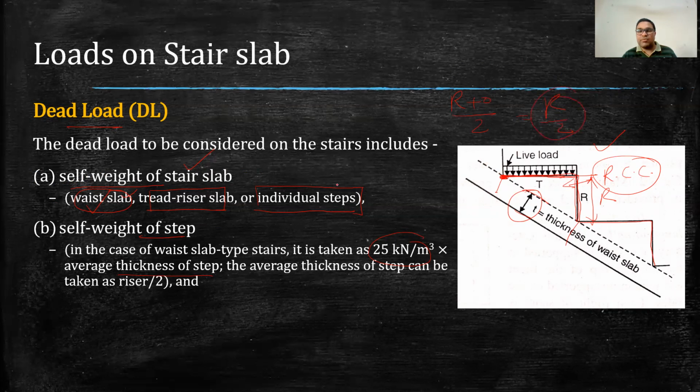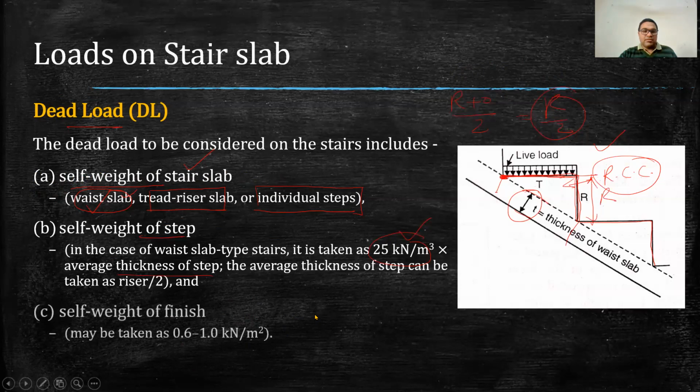So R by 2 multiplied by density multiplied by the area, in that case we can calculate the self weight. So we will be calculating it in our design problem, and we will discuss it in more detail there. And the third dead load is the finish.